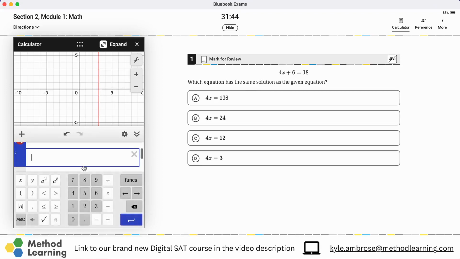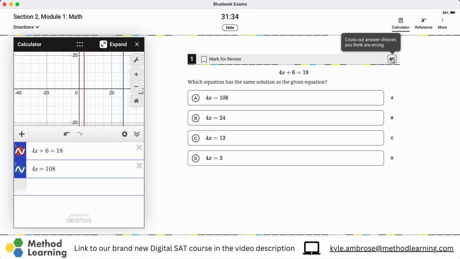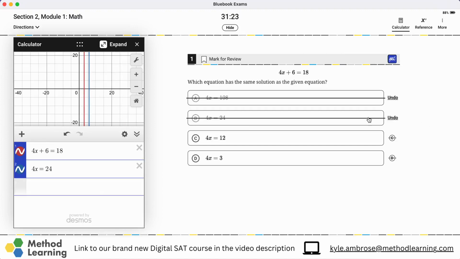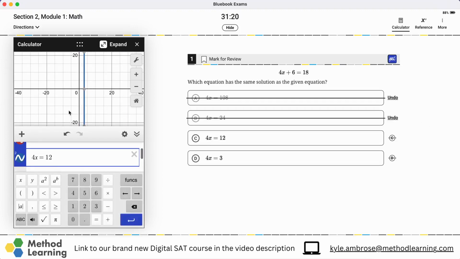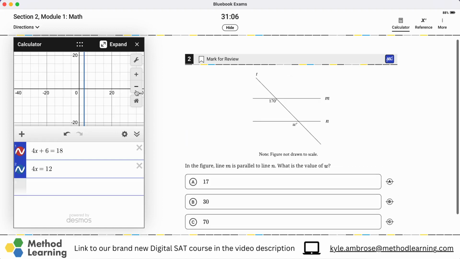So now in Desmos, I can type in all the other answers. 4x equals 108. And you can see if I zoom it out, that has a solution of 27. Obviously, A is wrong. I can use this tool here and cross out A. What about B? 4x equals 24. That's going to have a solution of 6, not 3, so that's wrong. And when we go to C, we're going to see that it has the same solution of 3 as the original problem, and so C would have to be the answer. Okay, so you don't need Desmos on that, but there's definitely a way to use it, and you could see from the picture that it's pretty easy once you know what you're looking for.